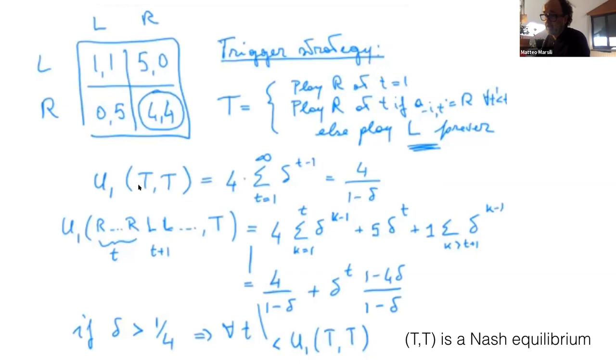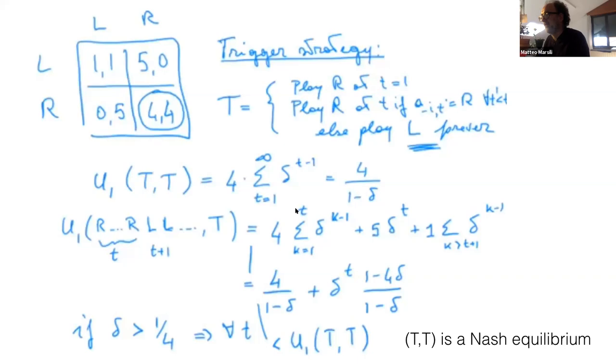Now, if you compute the payoff of player one, if he plays the trigger strategy against the trigger strategy, then you find that he gets a payoff of 4 divided by 1 minus delta, because essentially he would get a payoff of 4 at any time. Now let's think about what is the payoff of player one if he plays R for t time steps, but then he plays L at time t plus one. If he plays against the trigger strategy, then he knows that player two is going to play L forever. So then his best response would also be to play L forever.